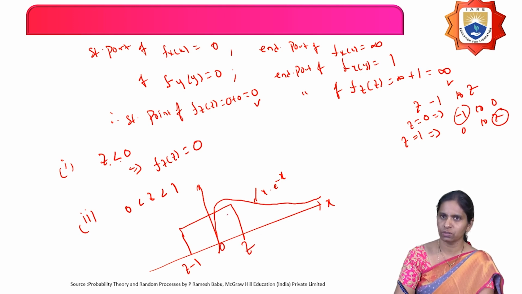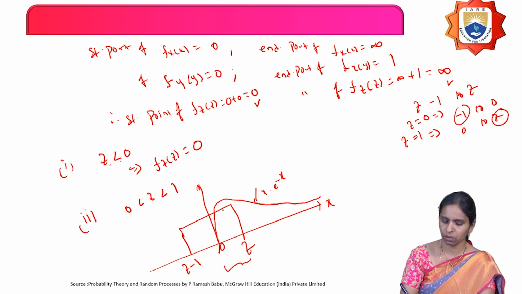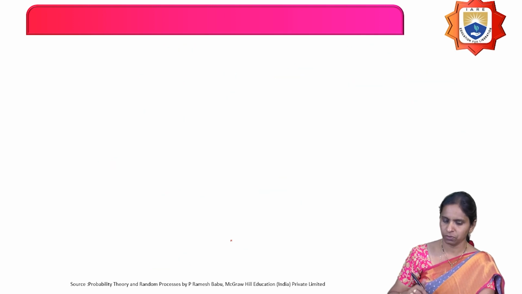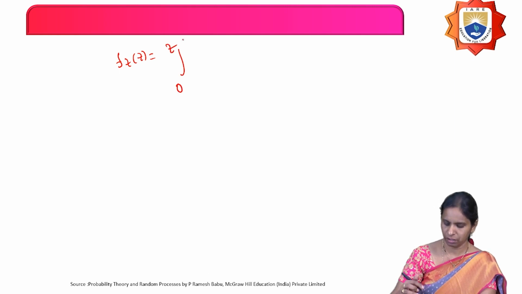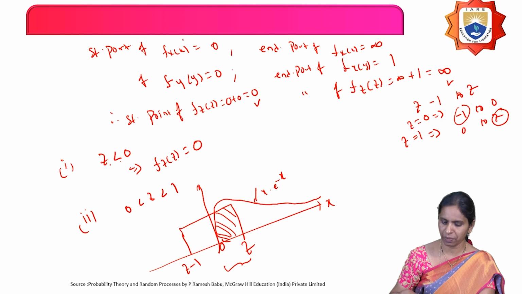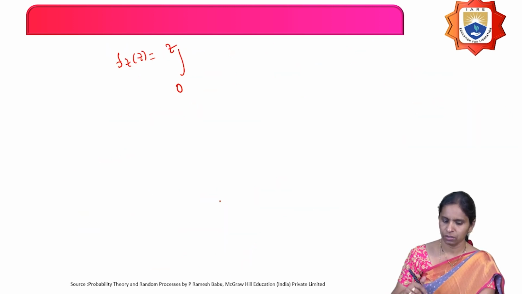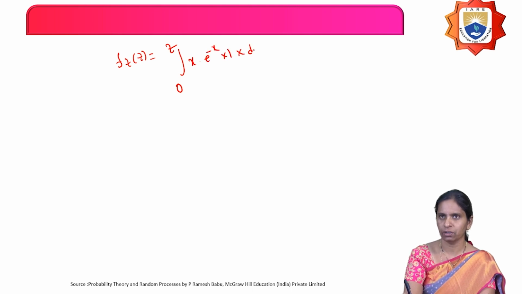Now if you observe these two, what is the common area? The common area exists from 0 to z. Therefore, fz of z is equal to the integration from 0 to z. And what is fx of x here? x into e power minus x. And this value is equal to 1. So x into e power minus x into 1 into dx. So now you have to do the integration of x into e power minus x.